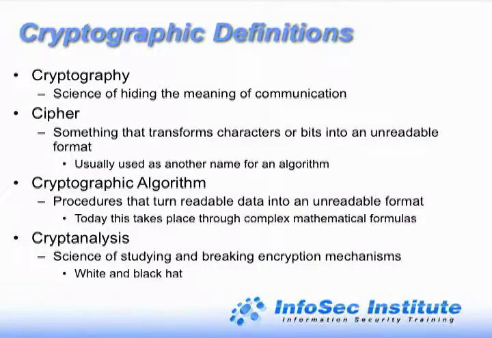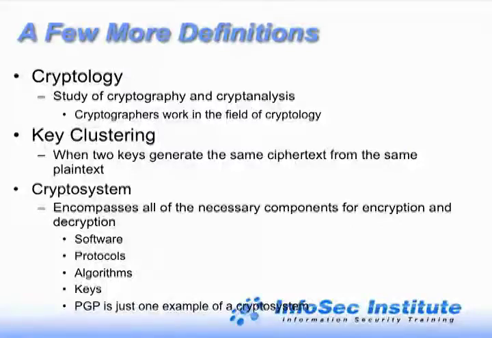Okay, cryptographic definitions. Cryptography is the science of hiding the meaning of a communication. A cipher is something that transforms characters or bits into unreadable formats. A cryptographic algorithm is basically a procedure that turns readable data into unreadable format. Cryptanalysis is the science of studying and breaking encryption mechanisms, so it's different than your basic cryptography. Cryptology is the study of cryptography and cryptanalysis.